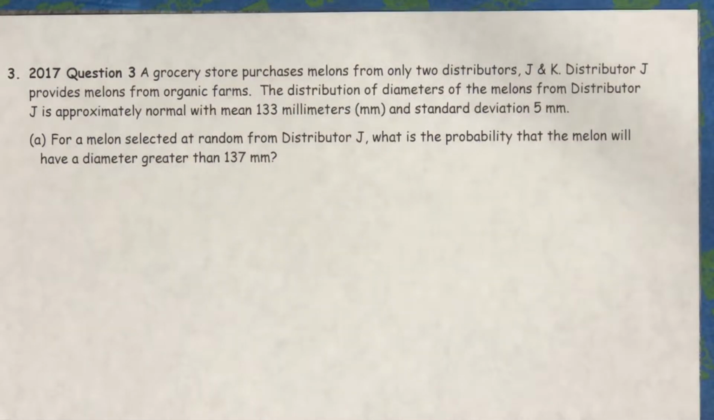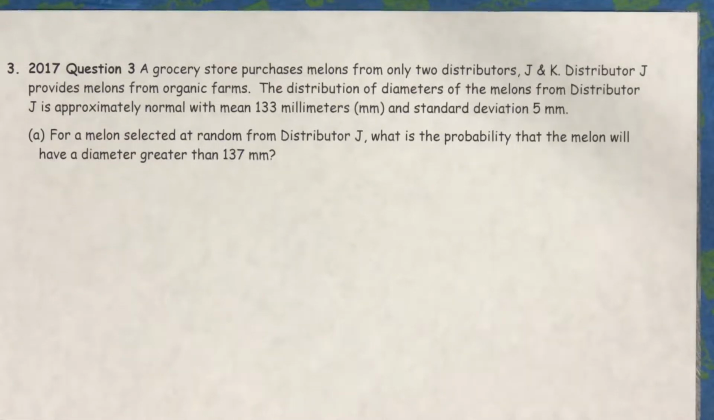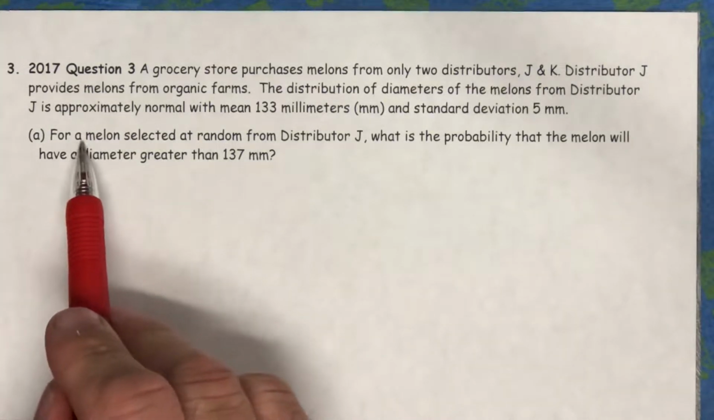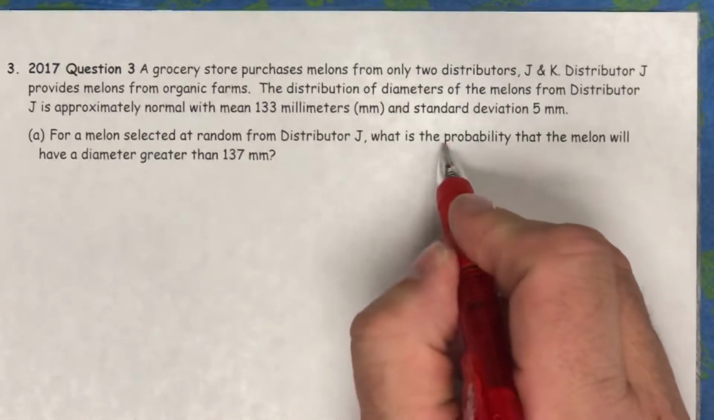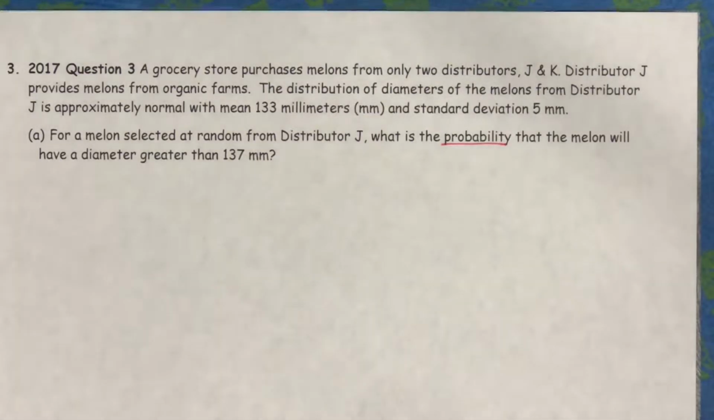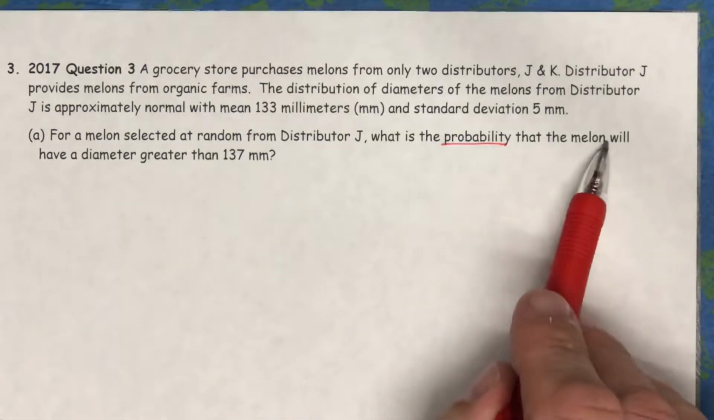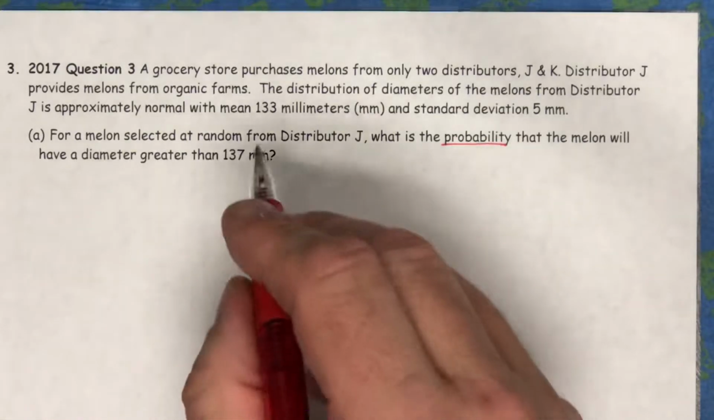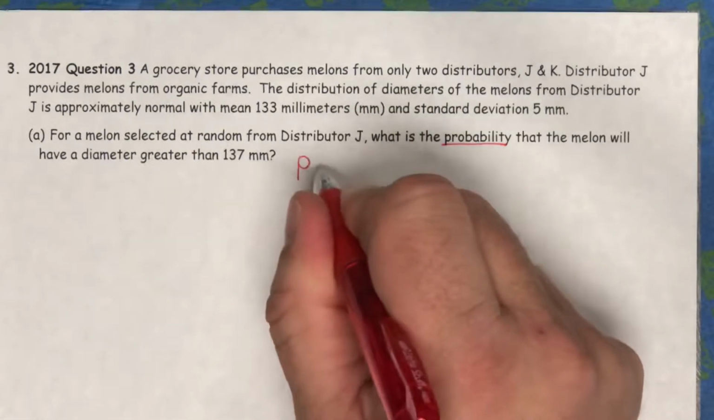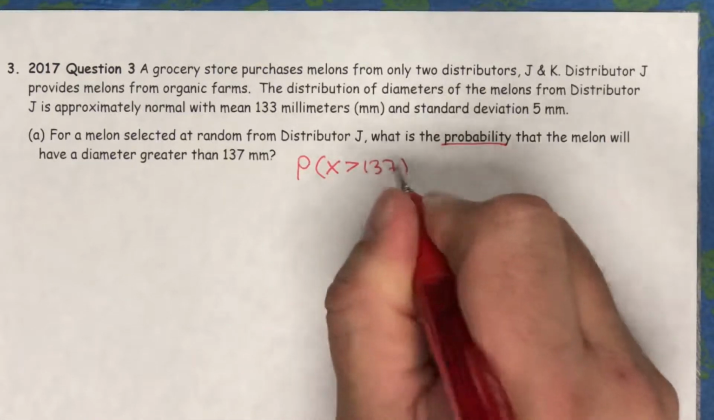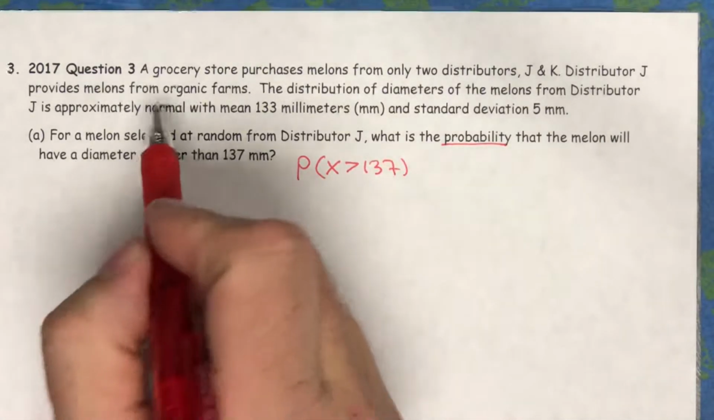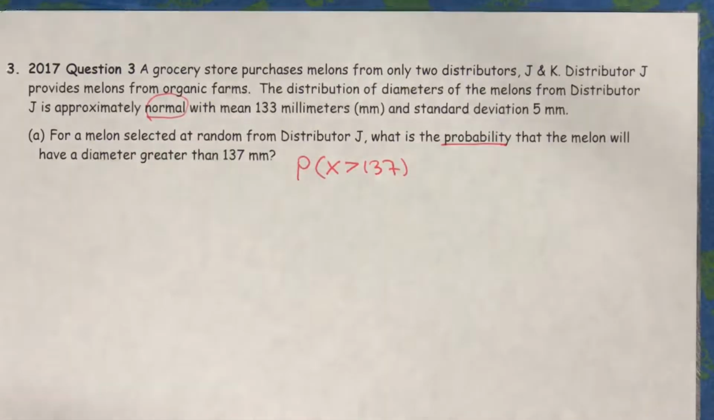All right, so I'm not going to read the question because you all can take the time to do that. So for a melon selected at random from distributor J, what's the probability? As soon as I see the word probability, I know that I need to look for the type of distribution. But they want to know whether or not it'll be greater than 137. So we're looking for the probability that X is greater than 137. So I need to figure out what type of distribution. And when I look up here, they tell me it's normal.